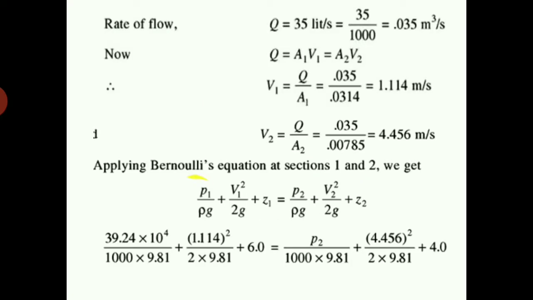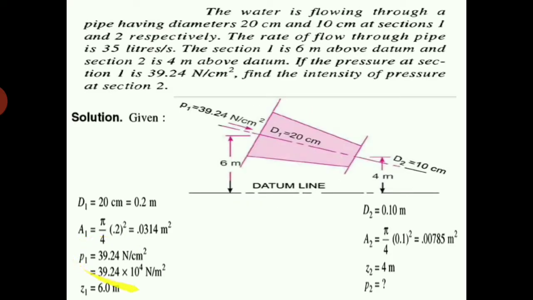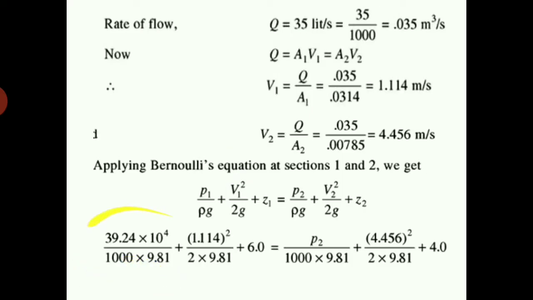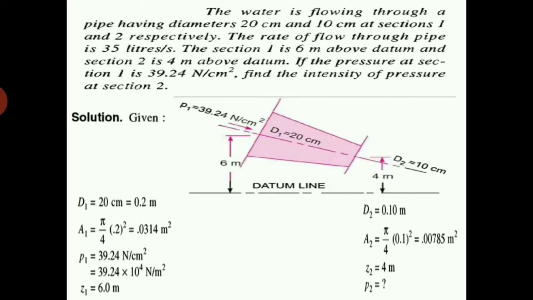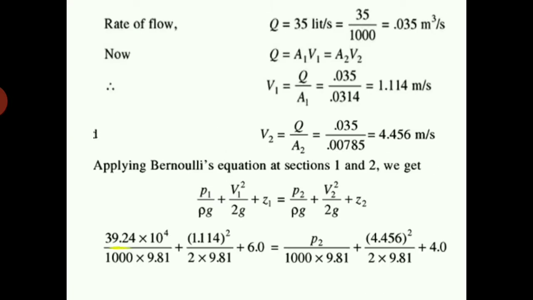So P1 is known to us. P1 is equal to 39.24 into 10 to the power 4 Newton per meter square. In this numerical, it is given that the water is flowing through this. Therefore, rho for water is equal to 1000 multiplied by g, that is 9.81, plus V1 square by 2g. We have calculated this V1 over here, so we'll be substituting this value divided by 2 into 9.81 plus the value of Z1. So this value we need to substitute over here.